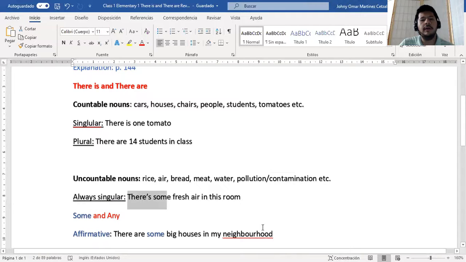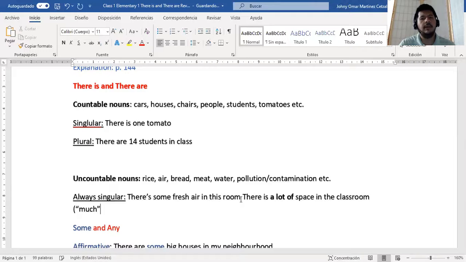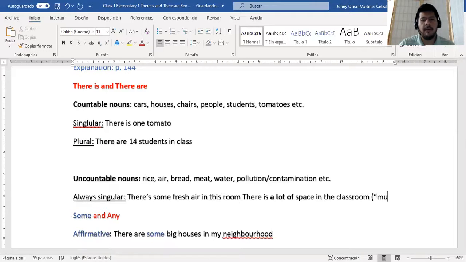So you can say, there's some fresh air in this room. There is a lot of space in the classroom, for example, okay? There's a lot of space. A lot means like much. There is much, there is many, but because of grammar, we have to use a lot of, okay?